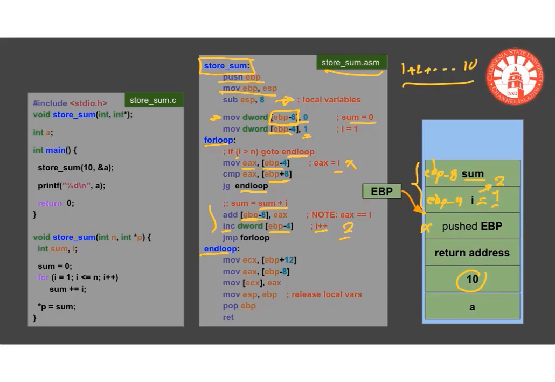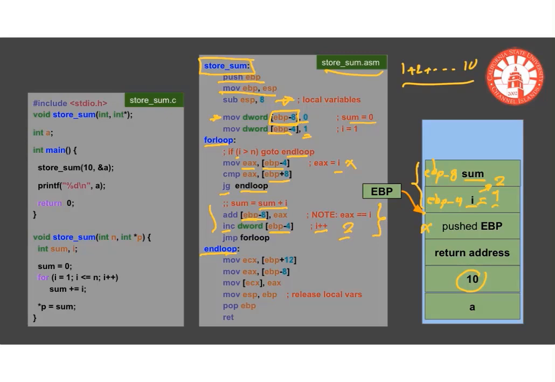Then we jump to the for loop. Then we compare I with 10. If it is not 10, now it's 2, therefore we continue the sum operation in here. So once we get to 10 and past 10, when I is 11, then we go to the end loop at this point.